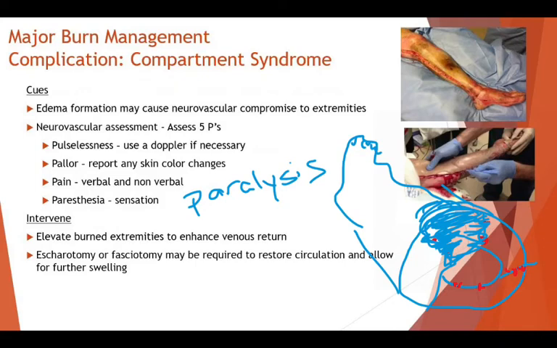But anyway, that's what we're looking for with compartment syndrome: lack of sensation or blood flow to the extremity of a swelling extremity.